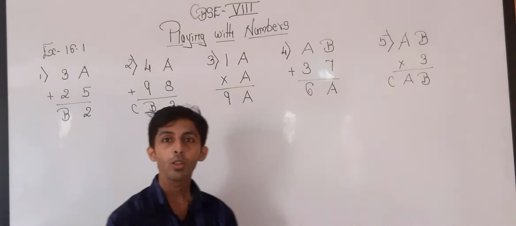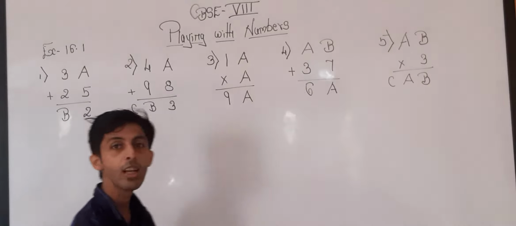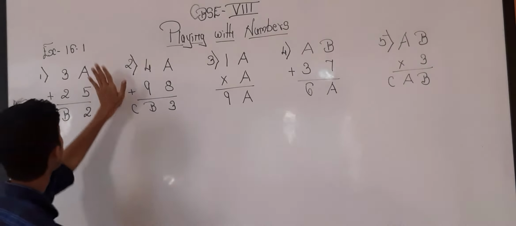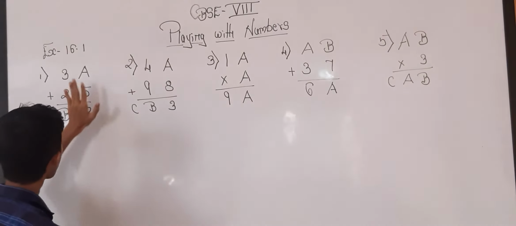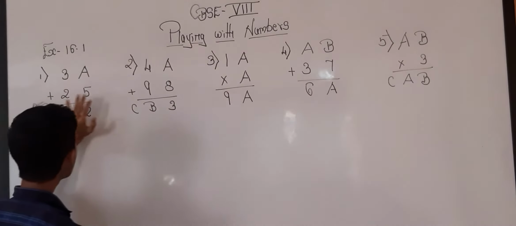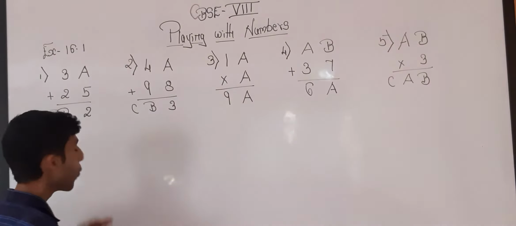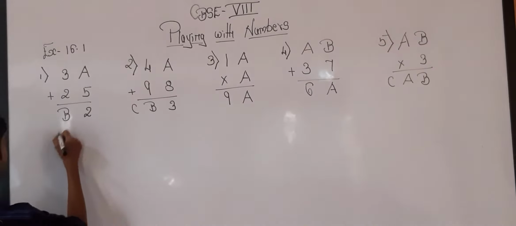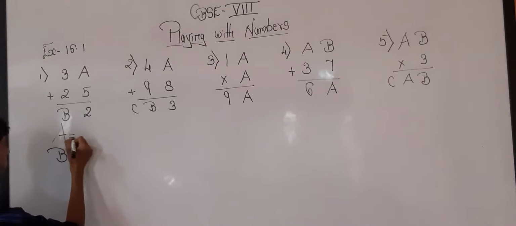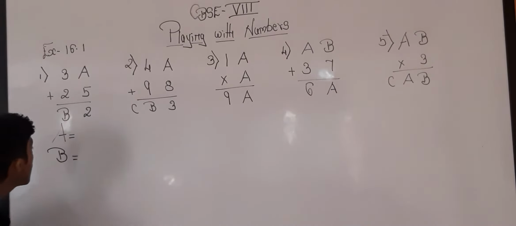Good morning, students. Today we are going to do the concept of playing with numbers. Now, over here, exercise 16.1, question number 1. What is being told over here? 3a plus 25 will be given as b upon b2. I have to find the value of a along with the value of b.